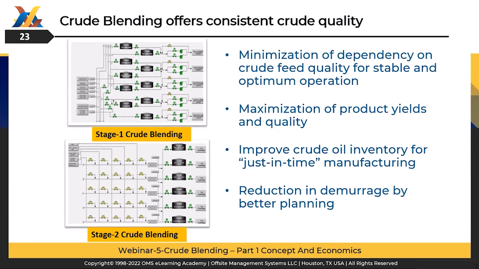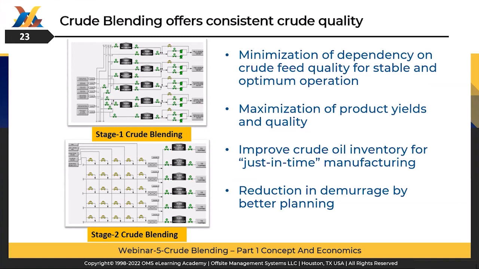So we have gathered that the crude blending offers consistent crude qualities. It minimizes the dependency on crude feed quality for stable optimum operations. It maximizes product yields and quality. It improves crude oil inventory for just-in-time manufacturing and reduces the damage by better planning.